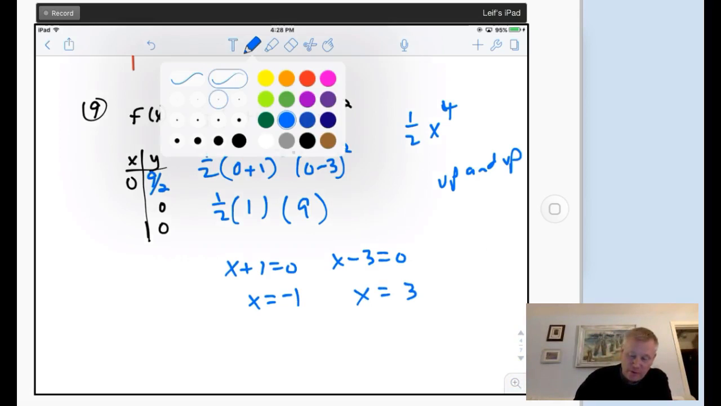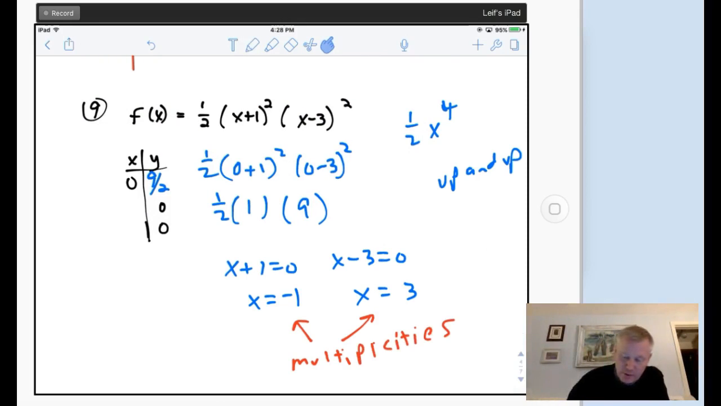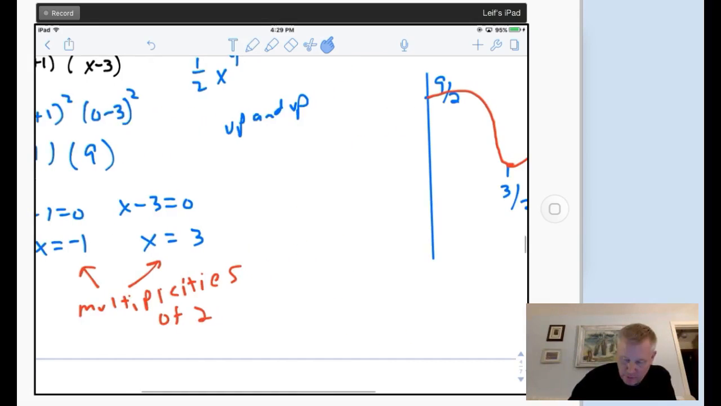Now remember, these both have multiplicities of 2. Which means they're going to be parabola-like. They're going to hit the point, not go through it. All right, so let's see. I got 3 and -1. I'm going to go over here, make my quick graph.